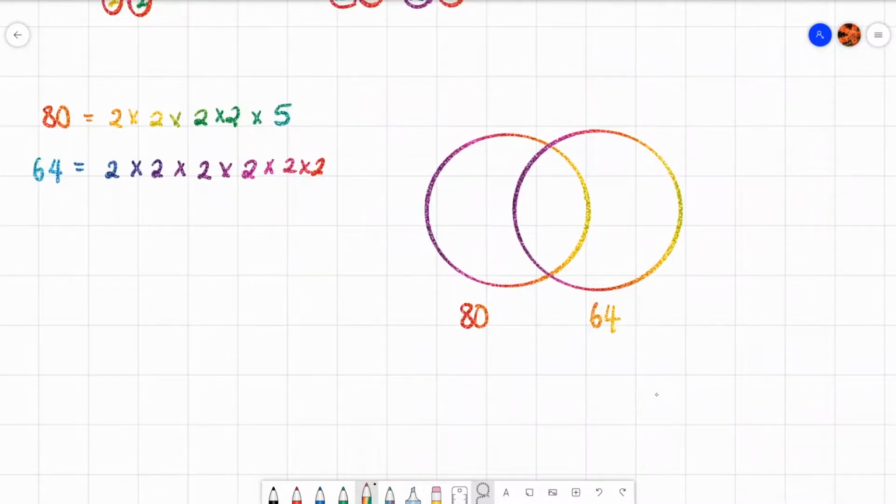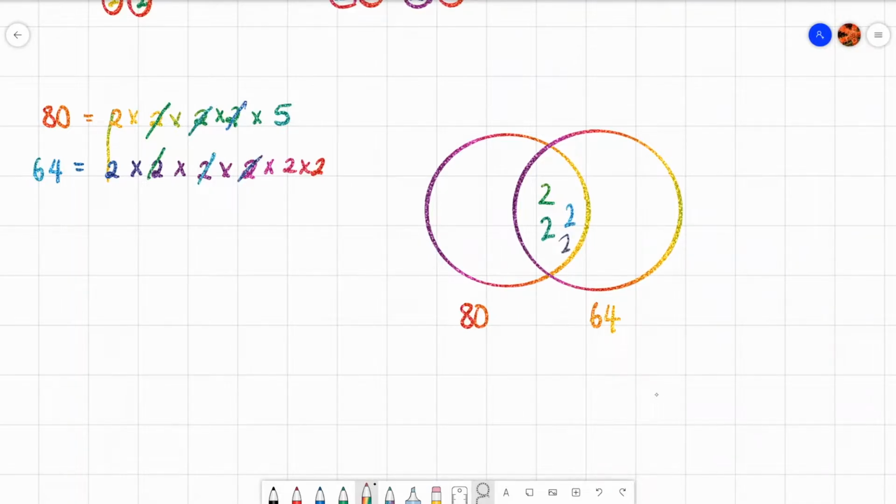So this middle section here is for any numbers that they both have. So they've both got the number 2. I'm only going to write one number 2 in the middle because that's saying the number 80 has a 2 and the number 64 has a 2 in common. They also have another 2, so let's put another 2 in the middle. Remember, only one 2, you don't put 2 in. Another 2 in common. Oh, and another 2 in common.